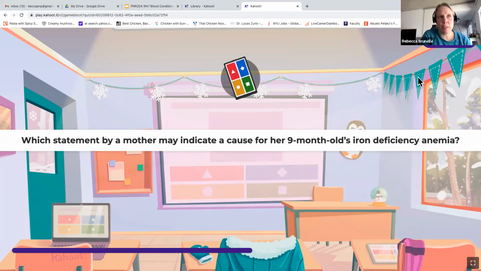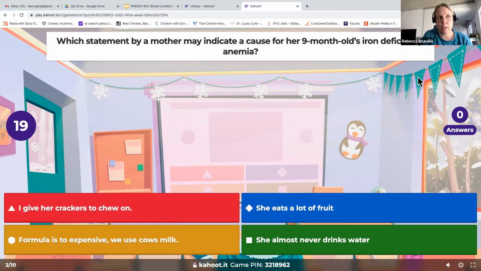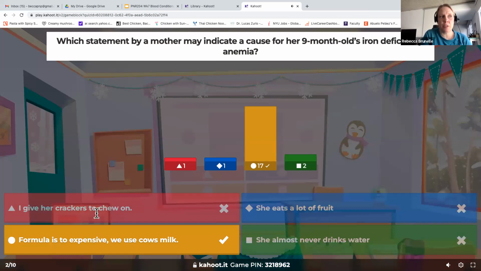Which statement by a mother may indicate a cause for her 9-month-old's iron deficiency anemia? I gave her crackers to chew on. Formula is expensive, so we use cow's milk. She eats a lot of fruit, or she almost never drinks water. Right. So this is a common cause of iron deficiency anemia in infants, because we don't start cow's milk till at least a year. They don't really digest it, can cause some bleeding, and also can block the absorption of iron.